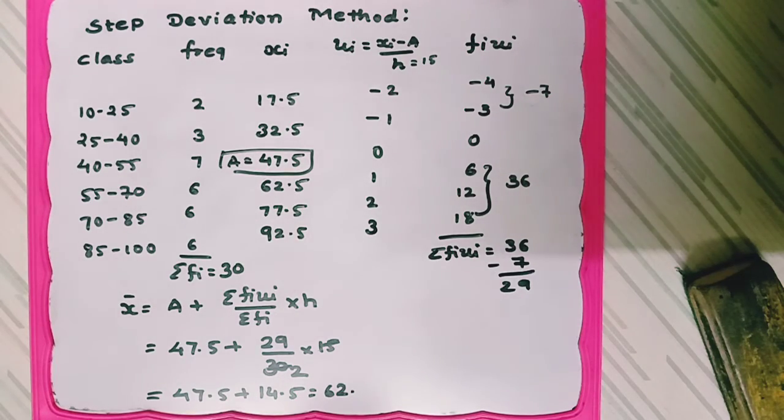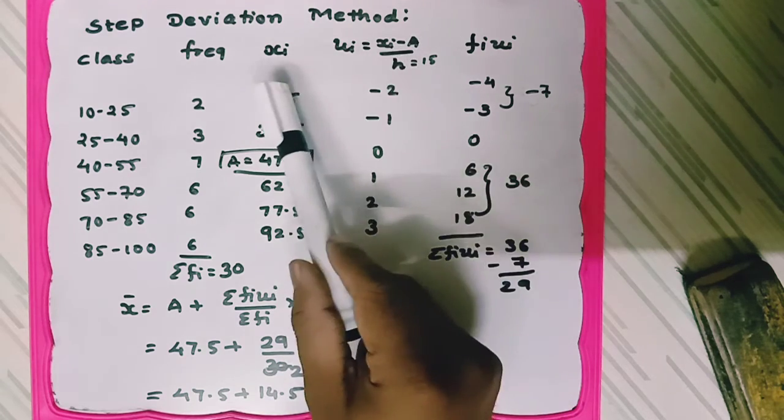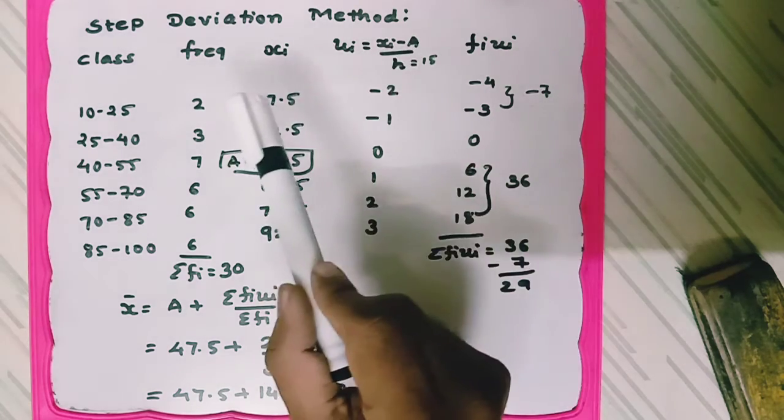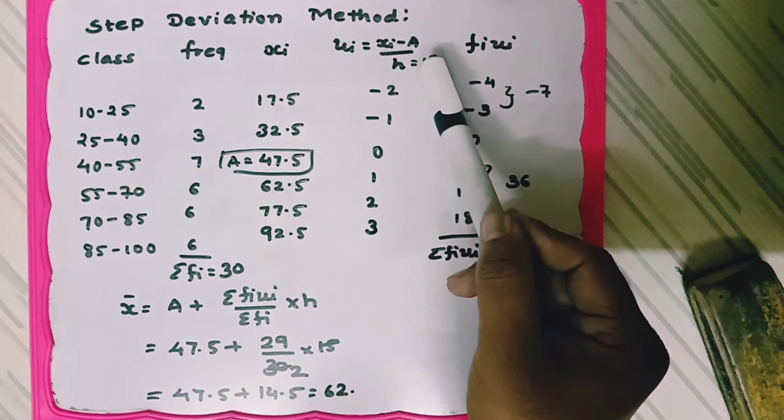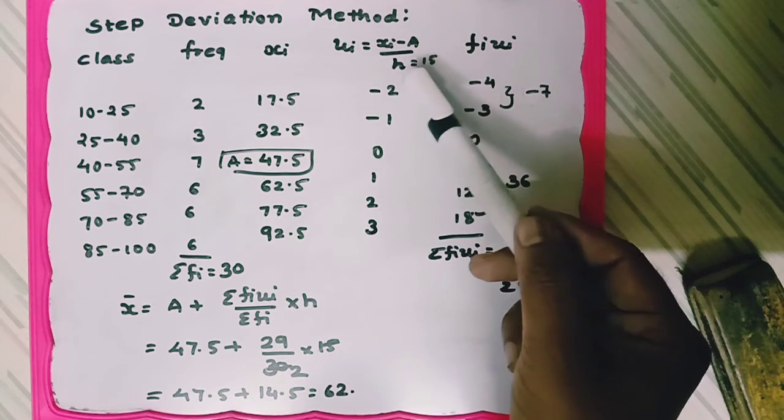Now we will see the step deviation method. When the values are very complicated and classes have very large values, then in the assumed mean method and direct mean method we have a multiplication problem for the large values. So to reduce that, we can divide the deviation which we found in the assumed mean method, xi minus a, by the class length h. Then it reduces to a very small number, and then we can easily multiply.